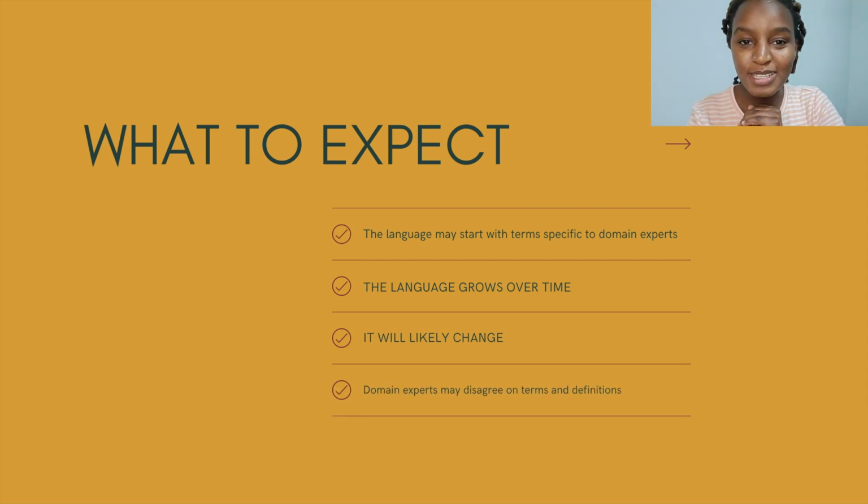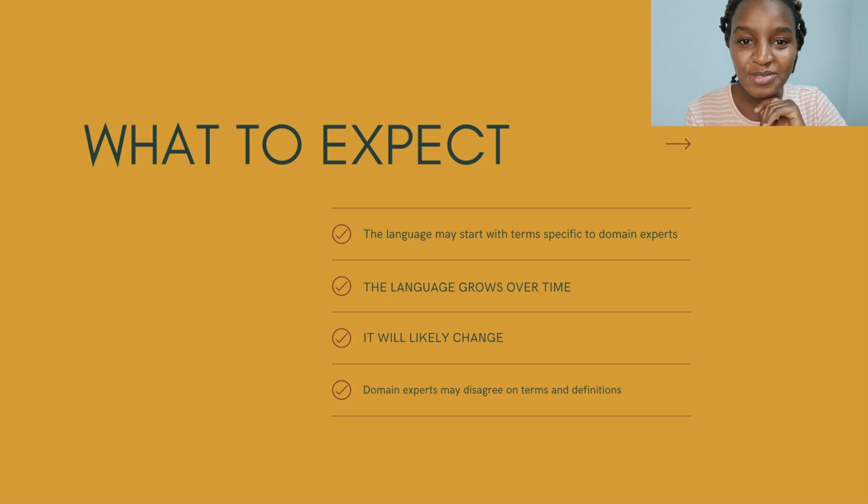Another thing to expect is that domain experts may disagree on terms and definitions. Remember, when gathering domain experts, you're getting people who are specifically experts in this field, and sometimes they serve different roles in the organization, so they have a different understanding of different terms. They also are interfacing with these projects in different capacities, and because of that, they will bring their specific bias from their field of expertise. Expect that there will be those differences that you'll have to iron out as you go. So those are some things to expect.